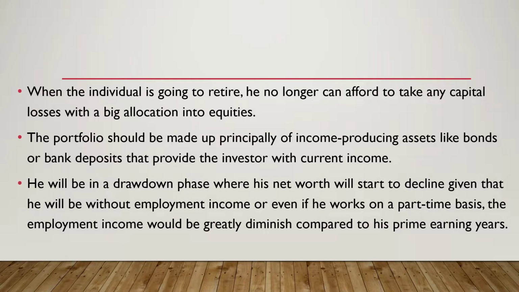When the individual is going to retire, he no longer can afford to take any capital losses with a big allocation into equities. The portfolio should be made up principally of income-producing assets, like bonds or bank deposits, that provide the investor with current income. He will be in a drawdown phase, where his net worth will start to decline, given that he will be without employment income. Or even if he works on a part-time basis, the employment income would be greatly diminished compared to his prime earning years.